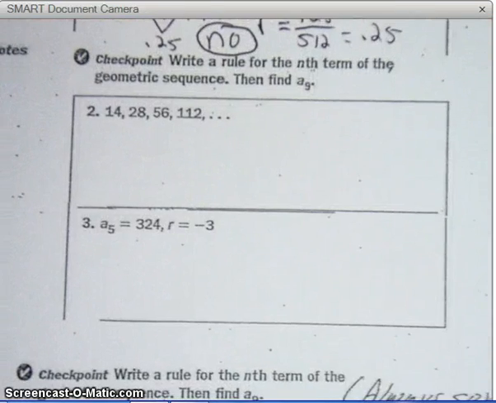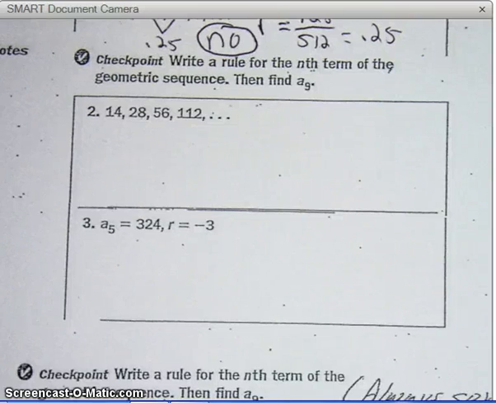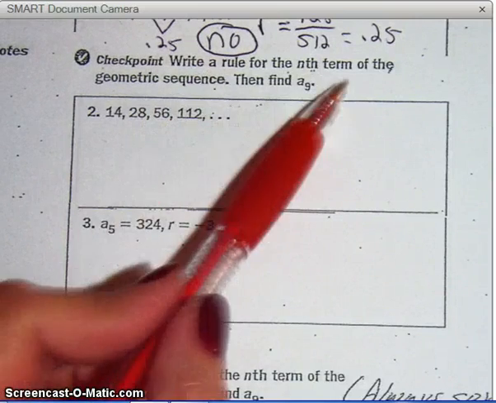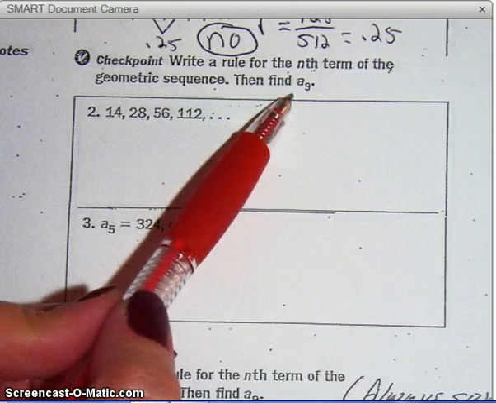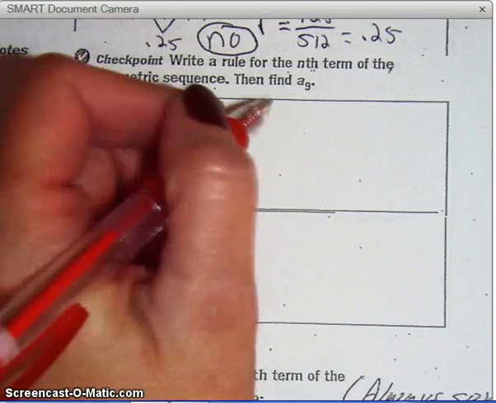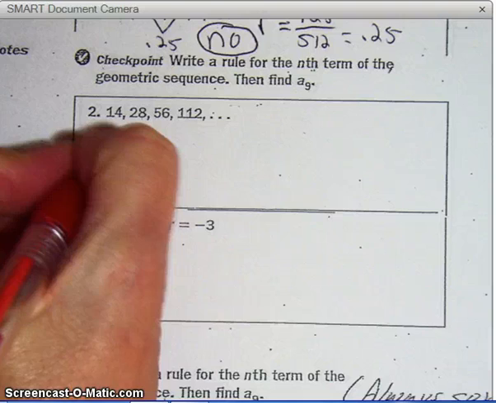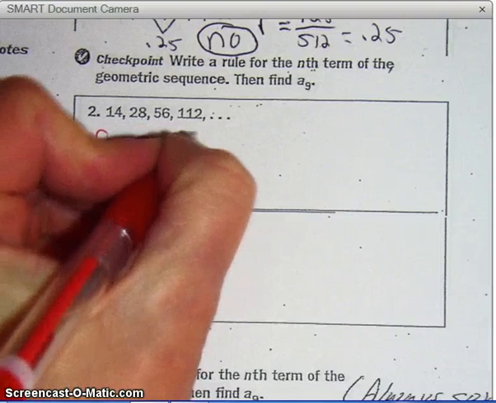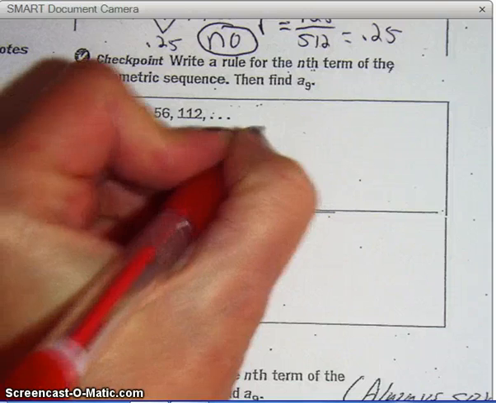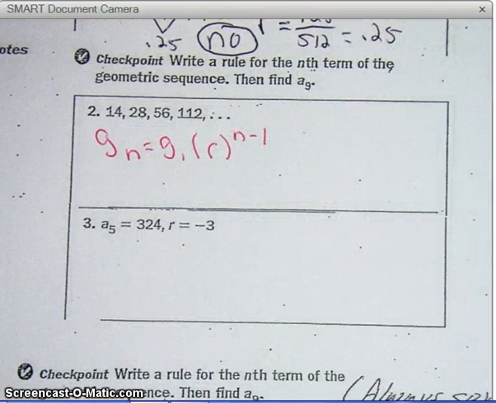Checkpoint 2 says, write the rule for the nth term of the geometric sequence, then find a sub 9. Okay. All right, so model is G sub n equals G sub 1 times R to the n minus 1. Shh, girls. You're being recorded, just so you know. So everybody can hear everything you're saying. Okay? Now, don't start until you find R.